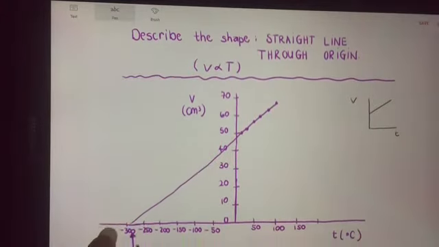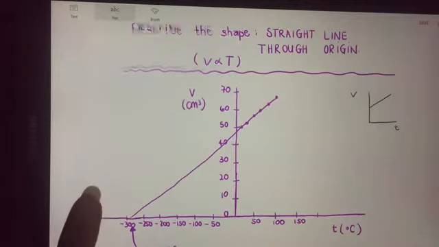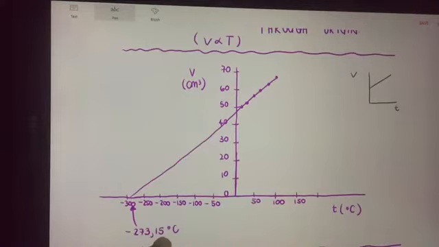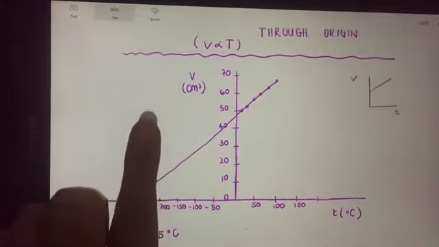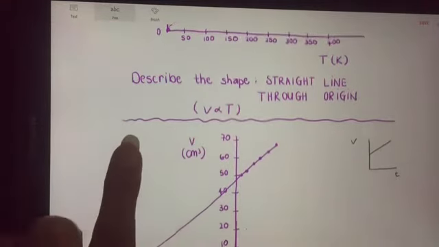It intercepts the x-axis over here just before negative 300, and that value there is actually negative 273,15 degrees Celsius. So if I round that off, that is where the 273 comes from for converting degrees Celsius to Kelvin. This also shows me that negative 273 degrees Celsius is the equivalent of 0 Kelvin. So I'm just going to say this again.